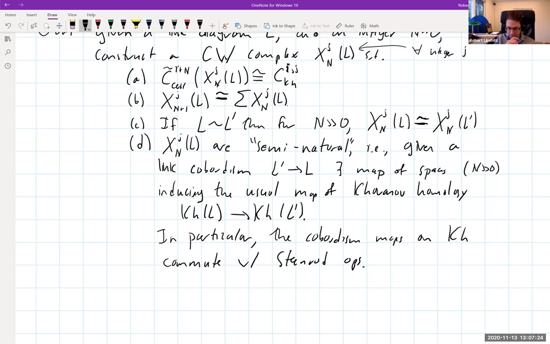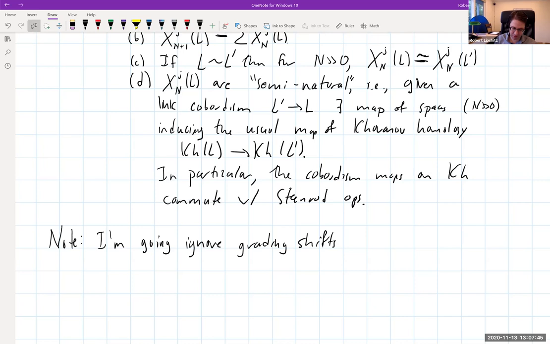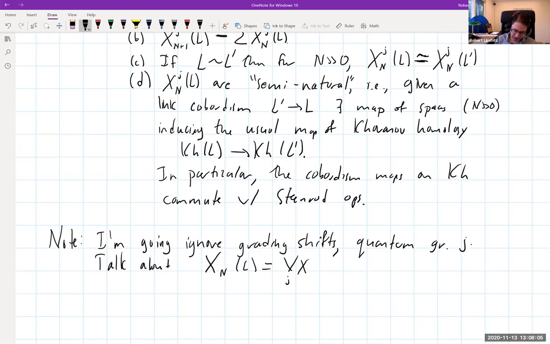Note, I'm going to mostly ignore gradings, mostly ignore at least grading shifts to avoid having to keep track of them because I'm lazy, and also just to avoid the confusion. I'm going to ignore grading shifts, and I'm also going to ignore this quantum grading J. So I'm going to talk about XN of L, which is just the wedge sum over J of these XN,J of Ls. If we follow what I'm saying, it'll be easy to put it back in.